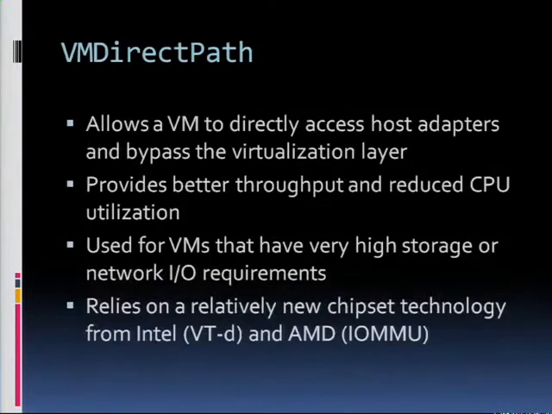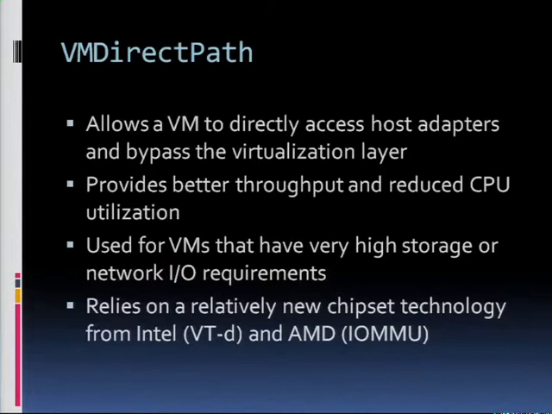So now we're going to talk about some of the features in vSphere in detail. VMDirectPath allows the VM to bypass the virtualization layer and directly access I/O adapters on the host. It provides better throughput and reduced CPU utilization. It's used basically for VMs that have very high storage or network I/O requirements. So if you have a busy Exchange server and you want to dedicate a network or storage adapter to that VM, VMDirectPath gives it a little bit of extra performance because you're not going through the virtualization layer anymore to get to that I/O device.